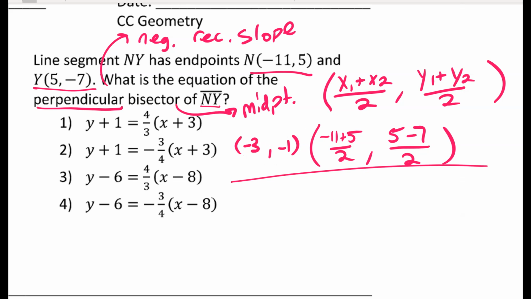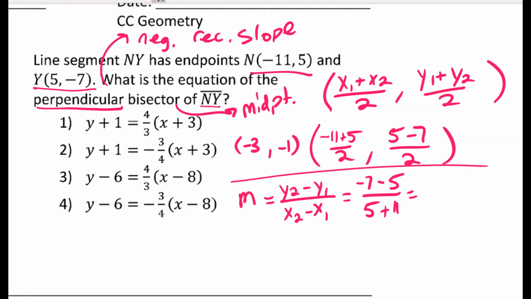Now what I'm also going to find is the slope between N and Y. If you don't remember the slope formula, remember that's just the change in the y's divided by the change in the x's. So in our case, y2 is -7 minus 5 divided by 5 minus -11, which just becomes +11. So when I do that, -7 minus 5 is just -12, and 5 plus 11 is 16. When I reduce this slope, I end up just getting -3 over 4. But remember, you want the slope that is perpendicular to that. So I'm going to flip that and negate it.